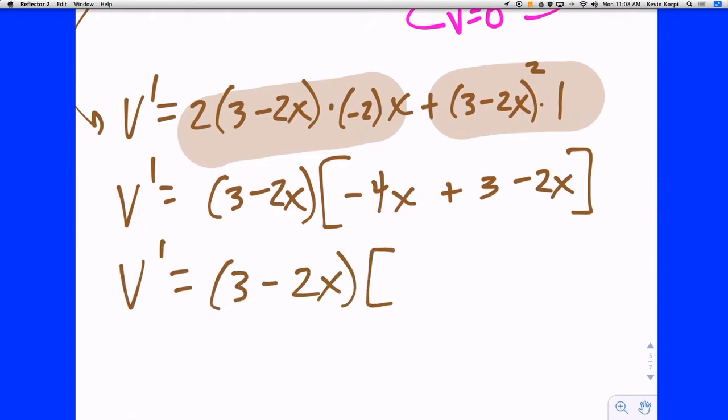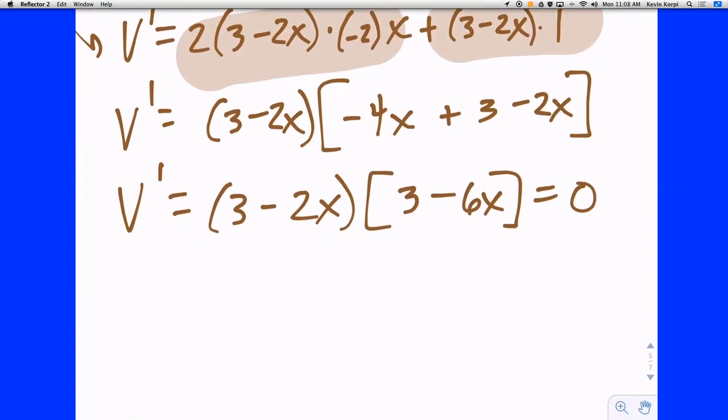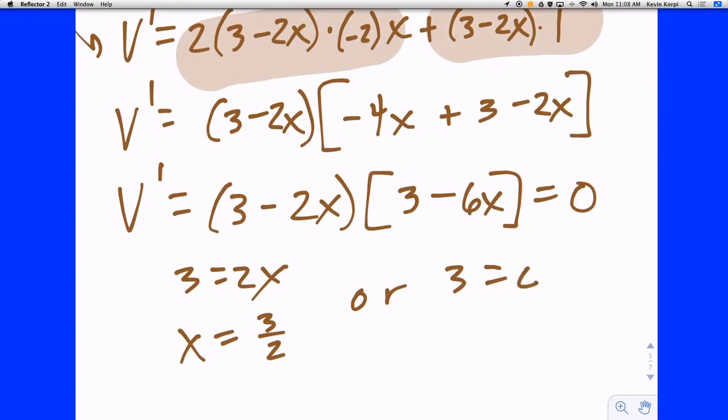And now on the inside there, I can clean up what's left, and I get a 3 minus 6x. And that's equal to 0. So if I set each of them equal to 0, then I get 3 equals 2x, and x equals 3 halves. Or I get 3 equals 6x, and x equals 3/6, which is a half.